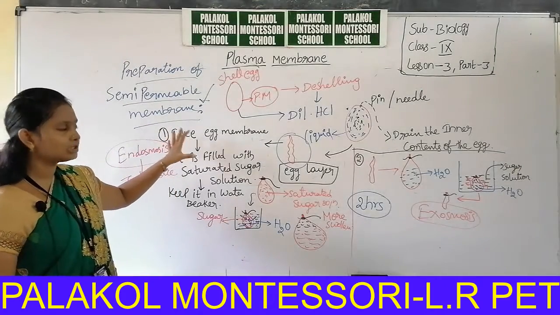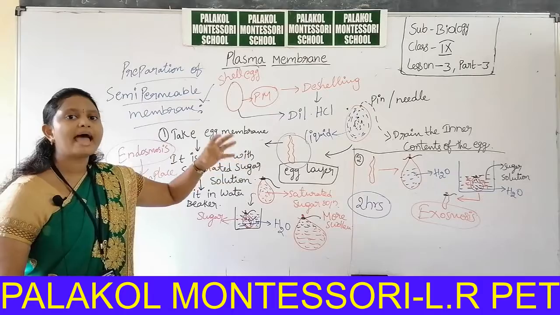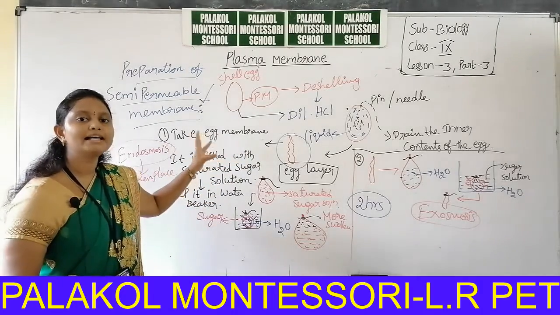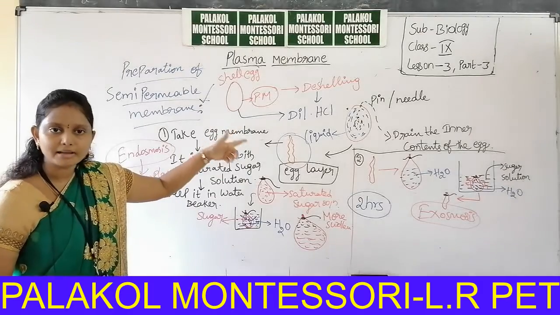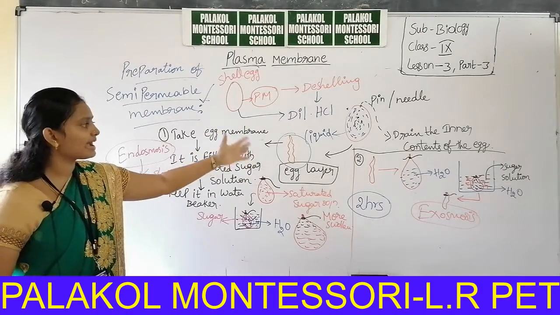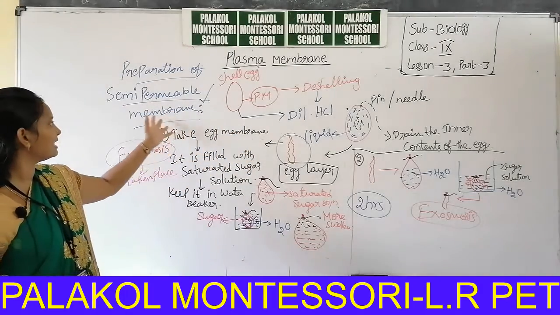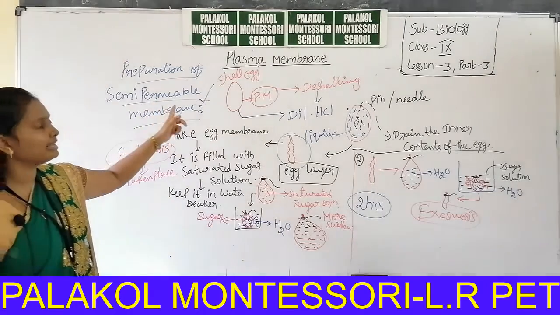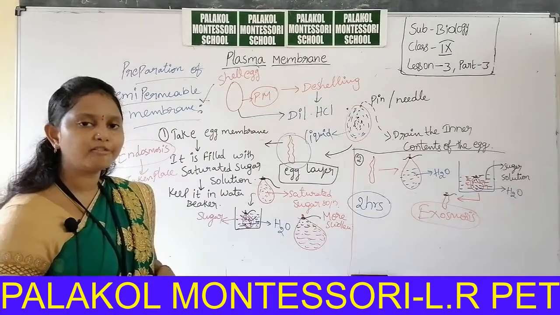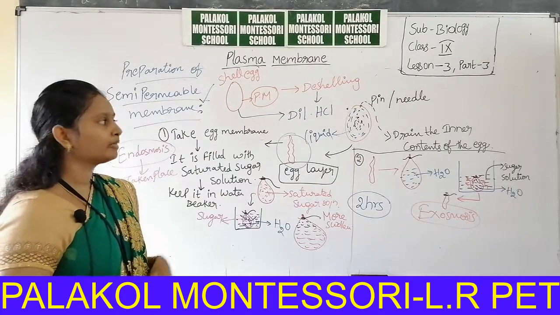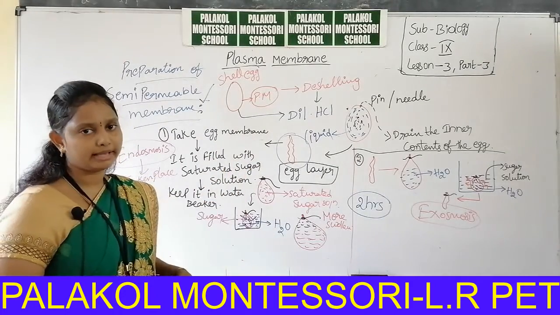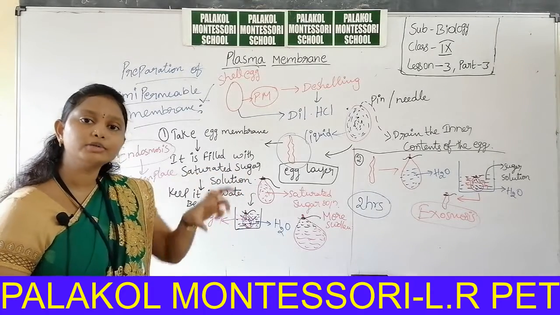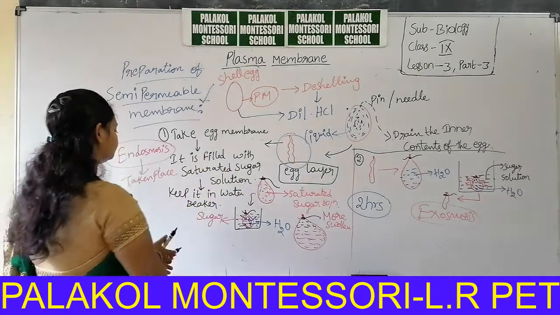Okay, from this experiment we can say that the animal cell has an outermost layer, the plasma membrane. That's why this layer acts as an osmosis membrane or selective permeable membrane. So selective permeability is a characteristic feature of plasma membrane. So egg belongs to animal body.